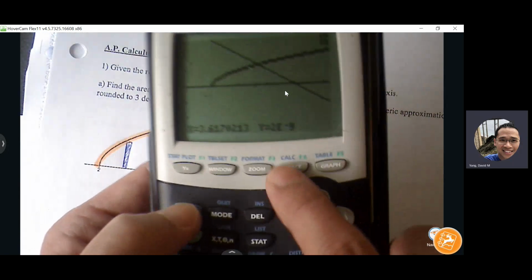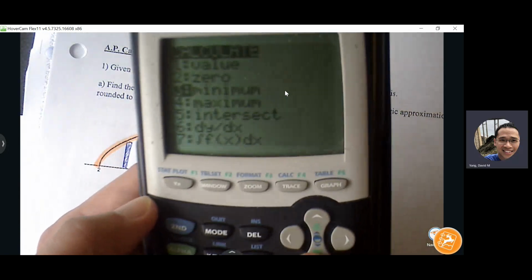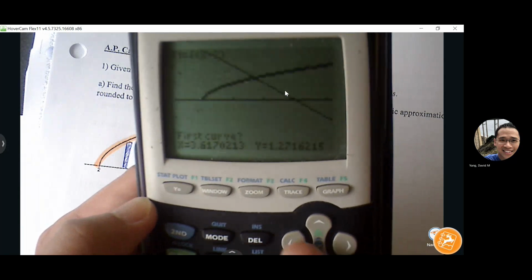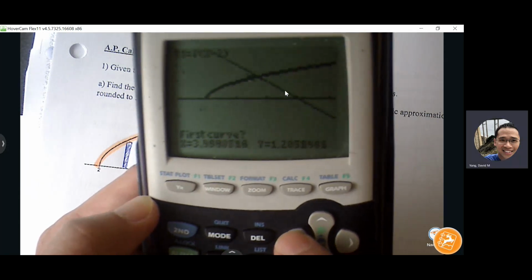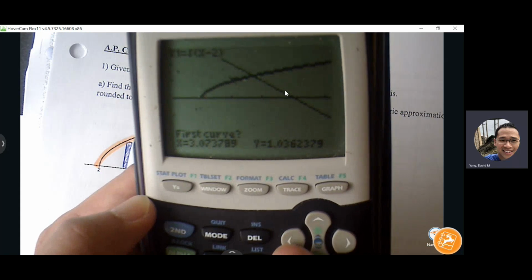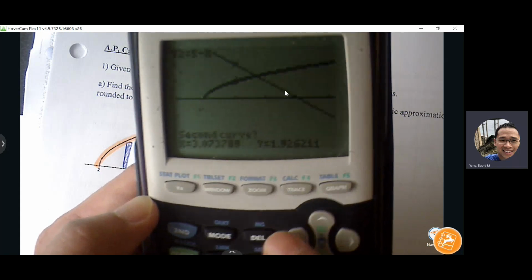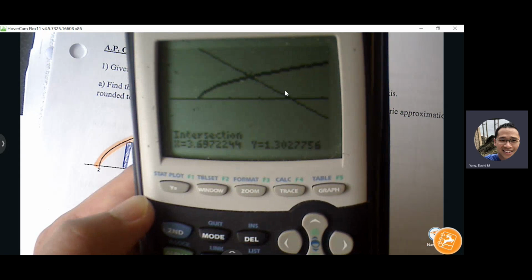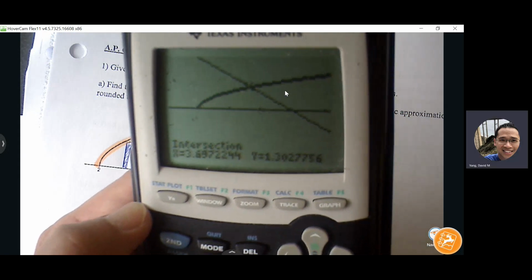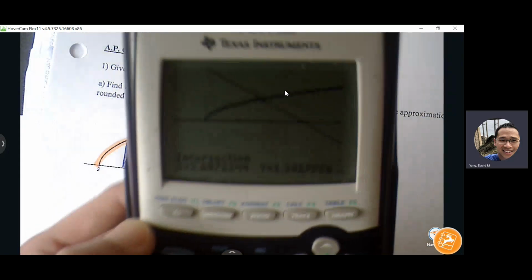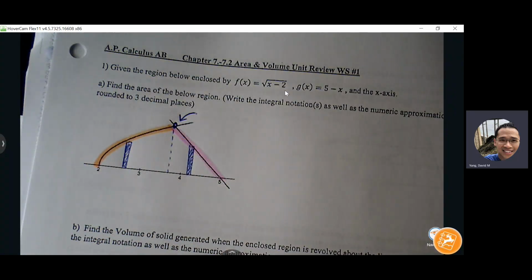Find that intersection: second trace, option 5. First curve, pick a point close to the intersection, hit enter. Pick a point close to the intersection, hit enter again. Go ahead and write the x and the y value, because the y value is not needed right now, but if we do right minus left, we can just have that ready to go.